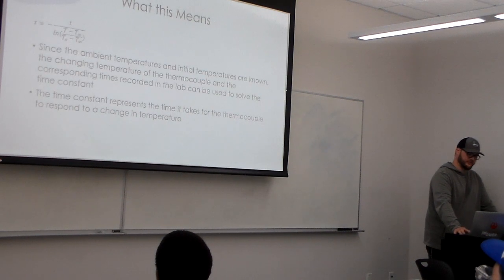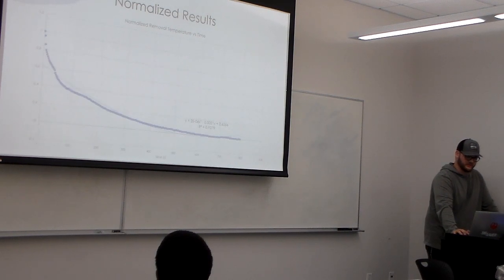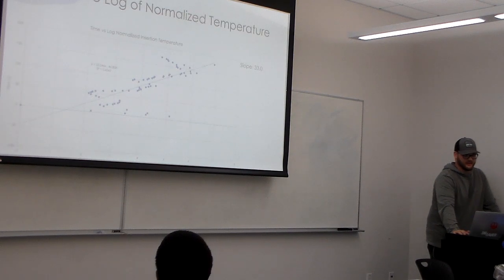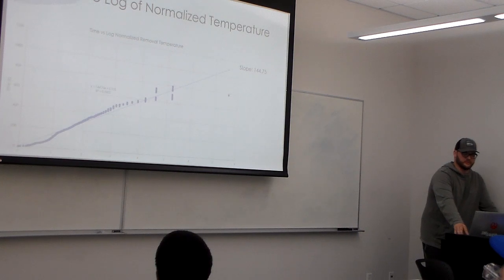The results were normalized: the transient temperature minus the ambient temperature of either the water or air, depending on which it was, over the initial temperature minus the ambient temperature. The normalized results are shown here with the slope equations. To get the time constant, the negative log of the normalized temperature was plotted against time, and the slope of this line is the time constant. For the insertion, the slope was 33, and for removal, the slope was 144.75.